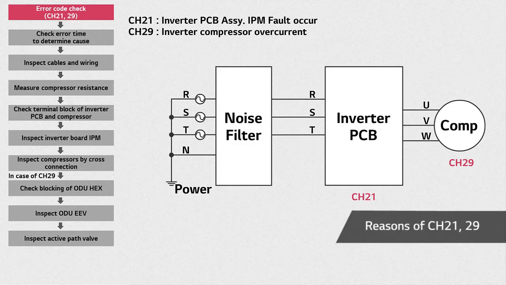CH21 is an error in the inverter board's IPM, which may be caused by bad input power or errors in the inverter PCB itself. Bad input power consists of power source problems, fault in the noise filter, or loose connections with the inverter PCB. Compressor malfunctions can also give place to this error. For error CH29, the same reasons are valid, and also compressor's overcurrent may be related to this type of error.